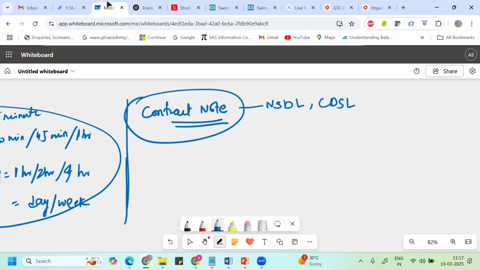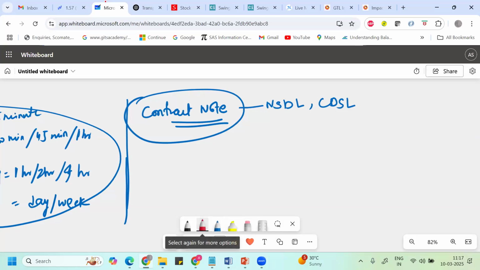Okay, and once you have the share, it means you are the owner of the share, so you get the voting right. Tomorrow if the company conducts any kind of voting, they will call you for the e-voting. You will get a mail for the e-voting. At the same time, if the company declares dividend or bonus, you will get those values.